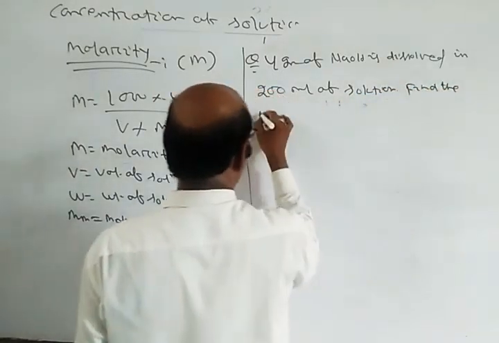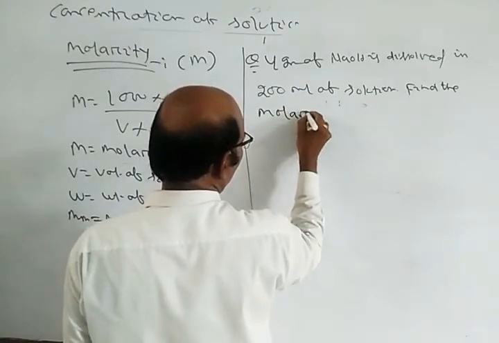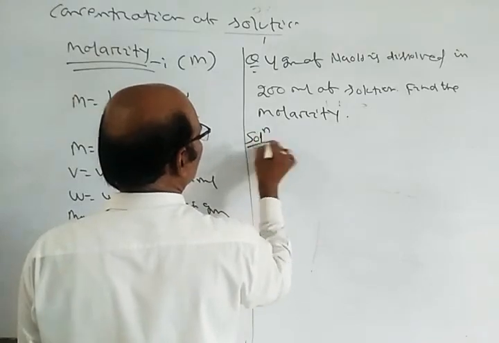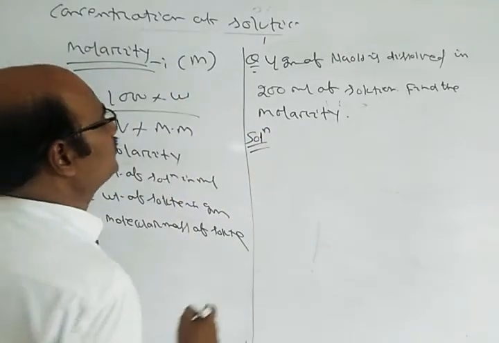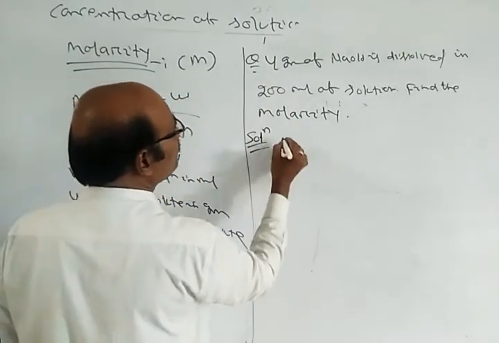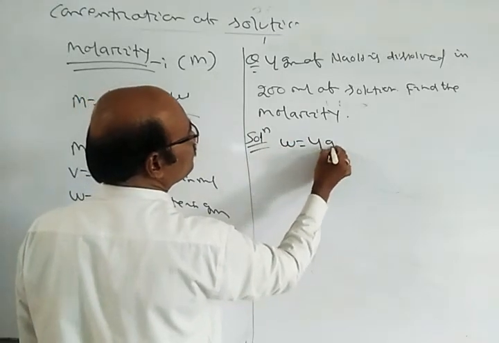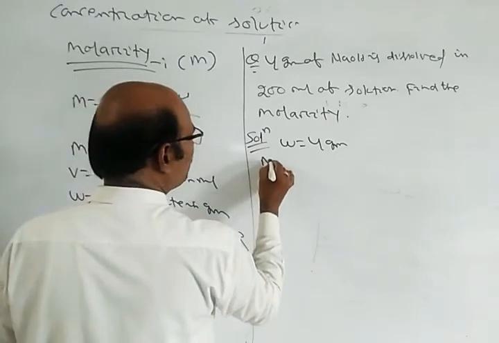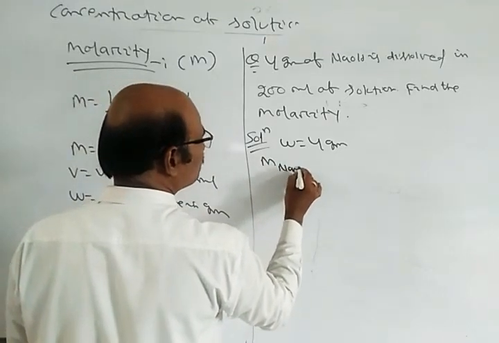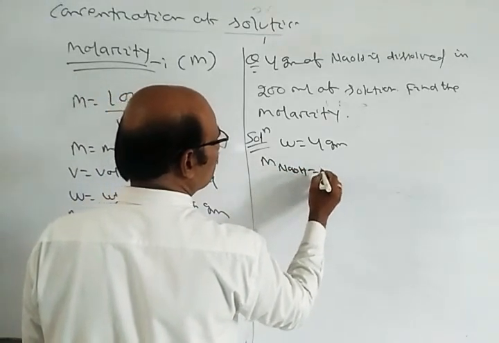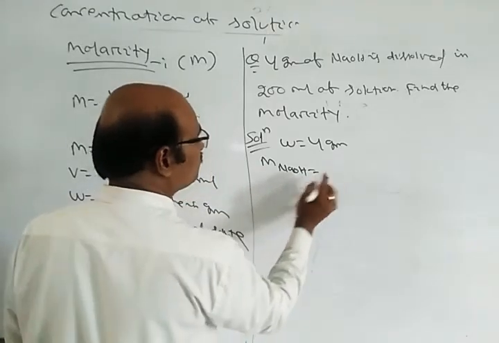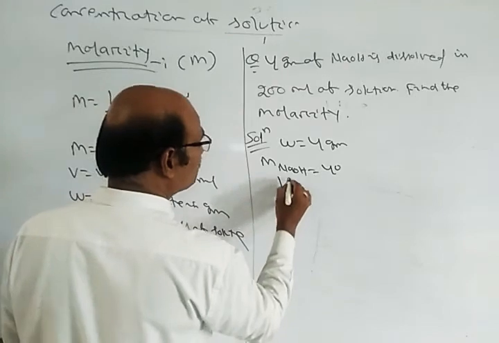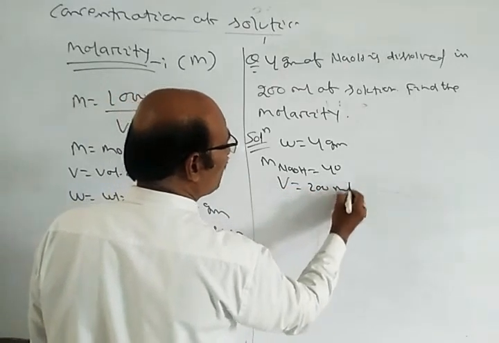Find the molarity. See here, weight of solute W is 4 gram. Now the molecular mass of NaOH is 23 plus 16 plus 1, which is 40. Now the volume of solution V is given as 200 ml.